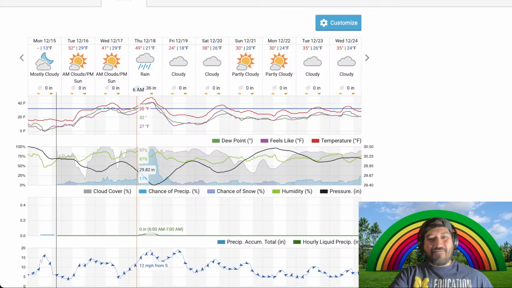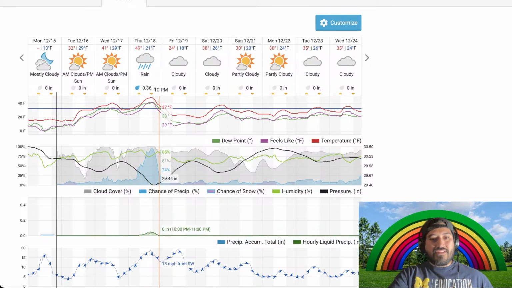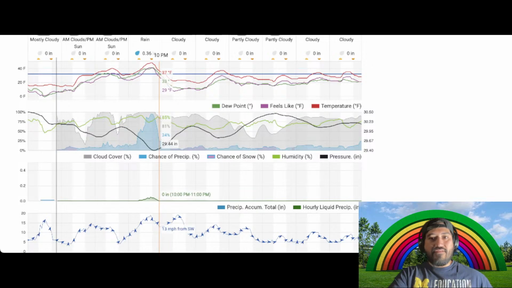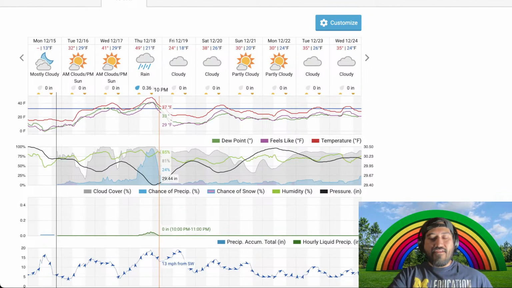And it's going to rain all day. See all that rain? It's going to start raining at like 5 or 6 a.m. It's going to rain all day until 9 p.m. So that's a full day of rain on that Thursday. And then look what happens on Thursday night. Thursday night is 21 degrees. Friday morning is 24 degrees.